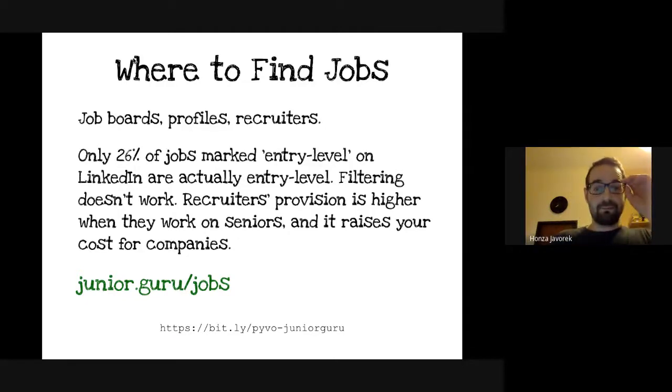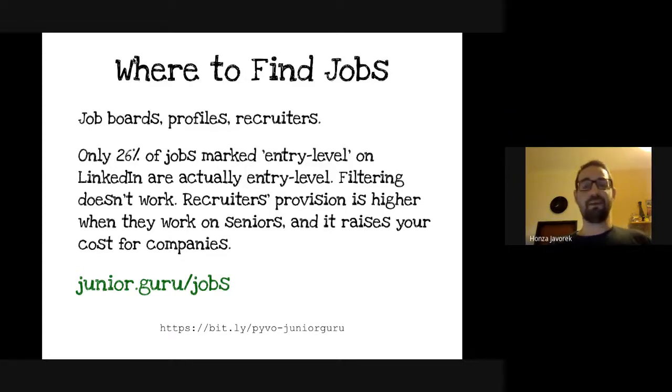And yeah, so that's one disadvantage. Another disadvantage is that anyone can apply to those jobs, but that doesn't seem to be such a problem in the Czech Republic than somewhere else. I think you're not competing here with 200 other applicants.